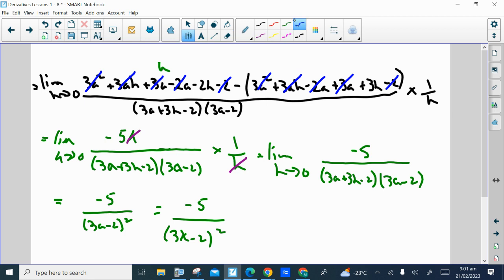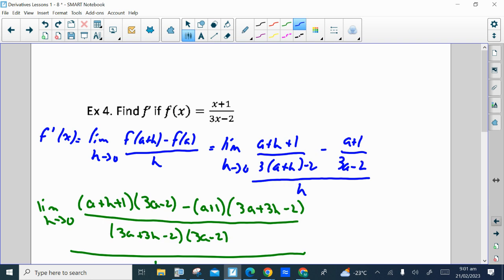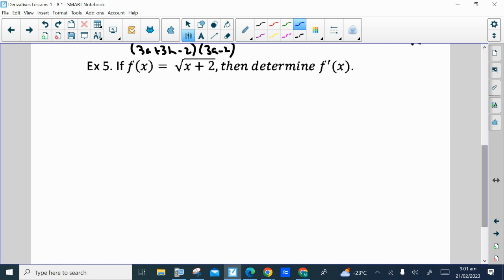Okay? So there's the value of that derivative. Looking at number 5, if f of x is that radical function, the root of x plus 2, we want to determine f prime of x. Again, we can do that using this limit formula. f prime of x can be found by taking the limit as h approaches 0.